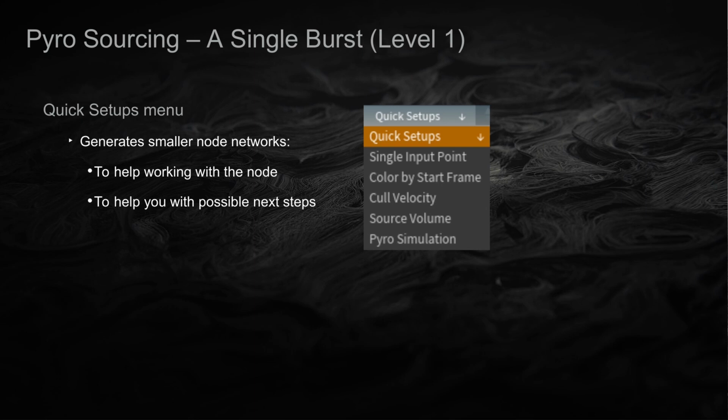Then I want to have a quick look at the quick setup menu. This is something we have introduced for the Pyro tools in 18.5. These menus are not really presets, but they generate smaller node networks either before or after the node. And these sets of nodes can help you set up this node, or help you go on to the next task you would need to do.